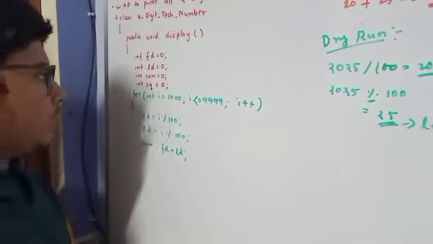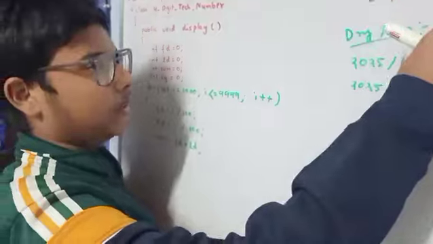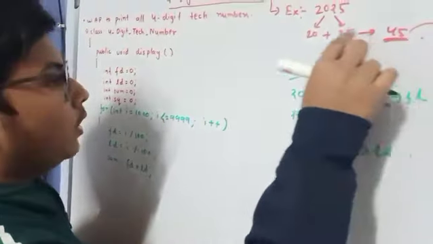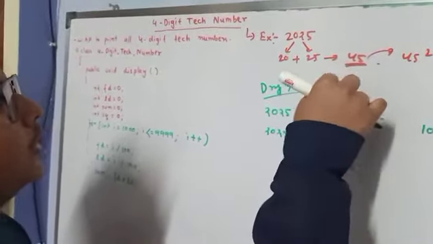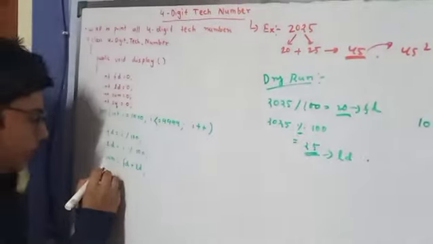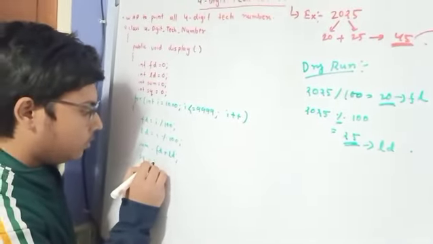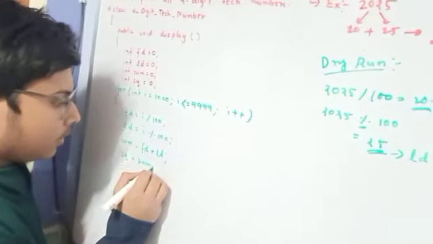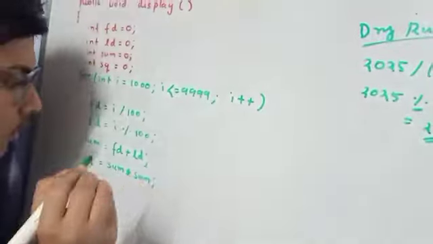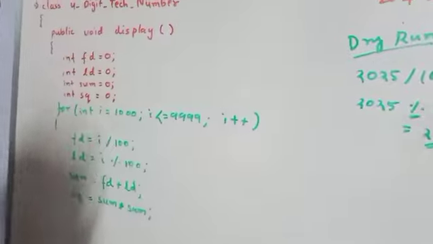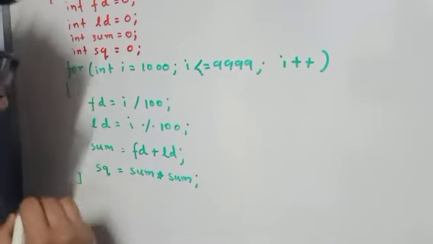Next, the remaining thing is that you have to find the square of this sum. Whatever sum you get, you have to find the square of this sum. So sq will be equal to sum into sum. So this is our programming logic. Now we end the loop.